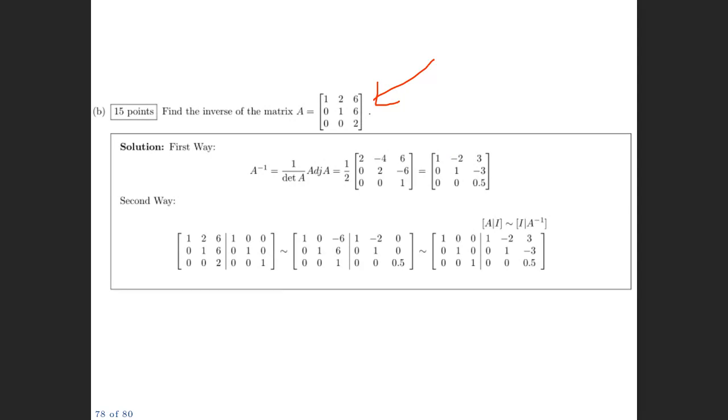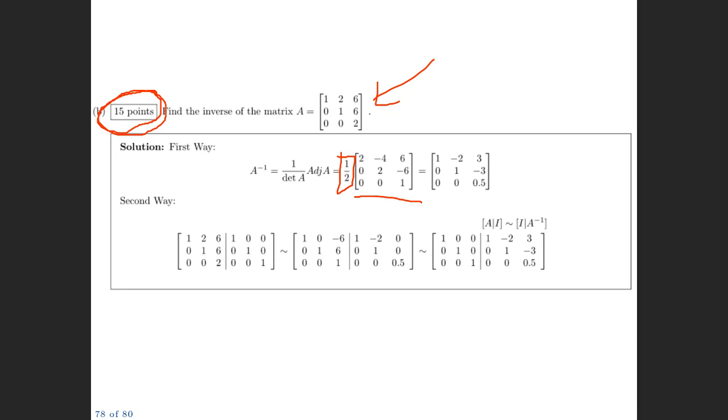So all we need to do is 1 divided by the determinant multiplied by the matrix that we found in part A. So that's very, very easy, 15 points. That's even easier points than the previous question, perhaps.